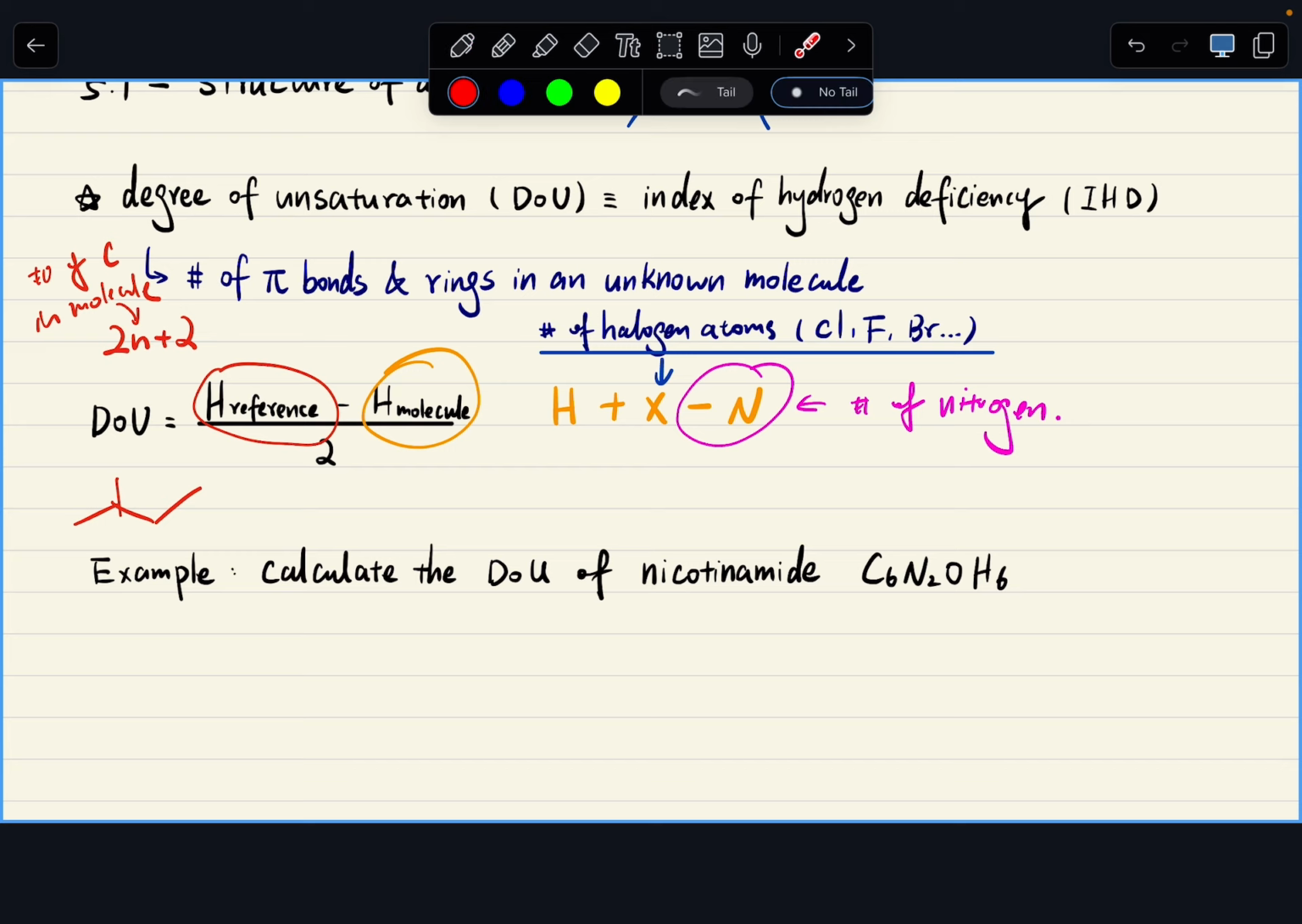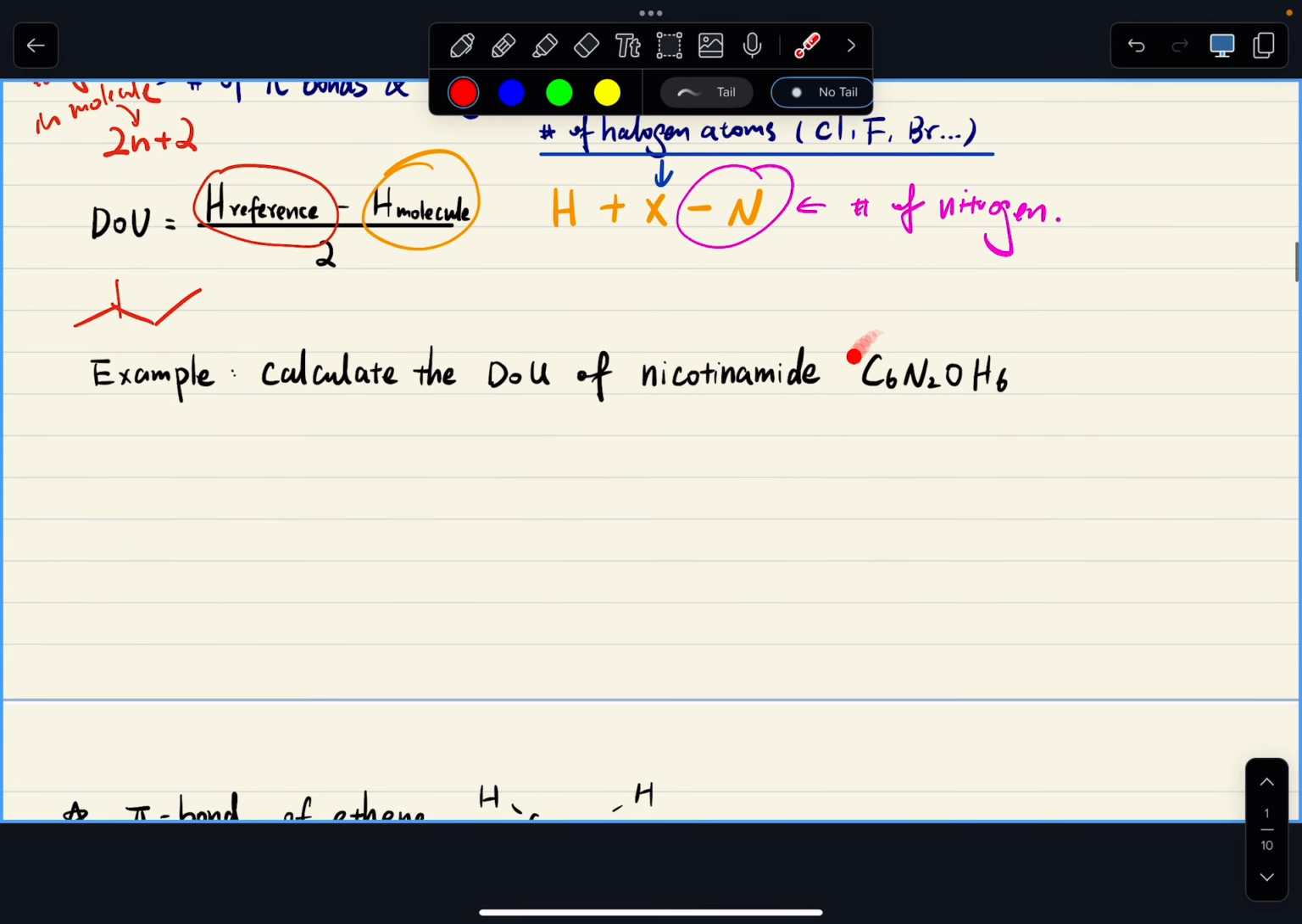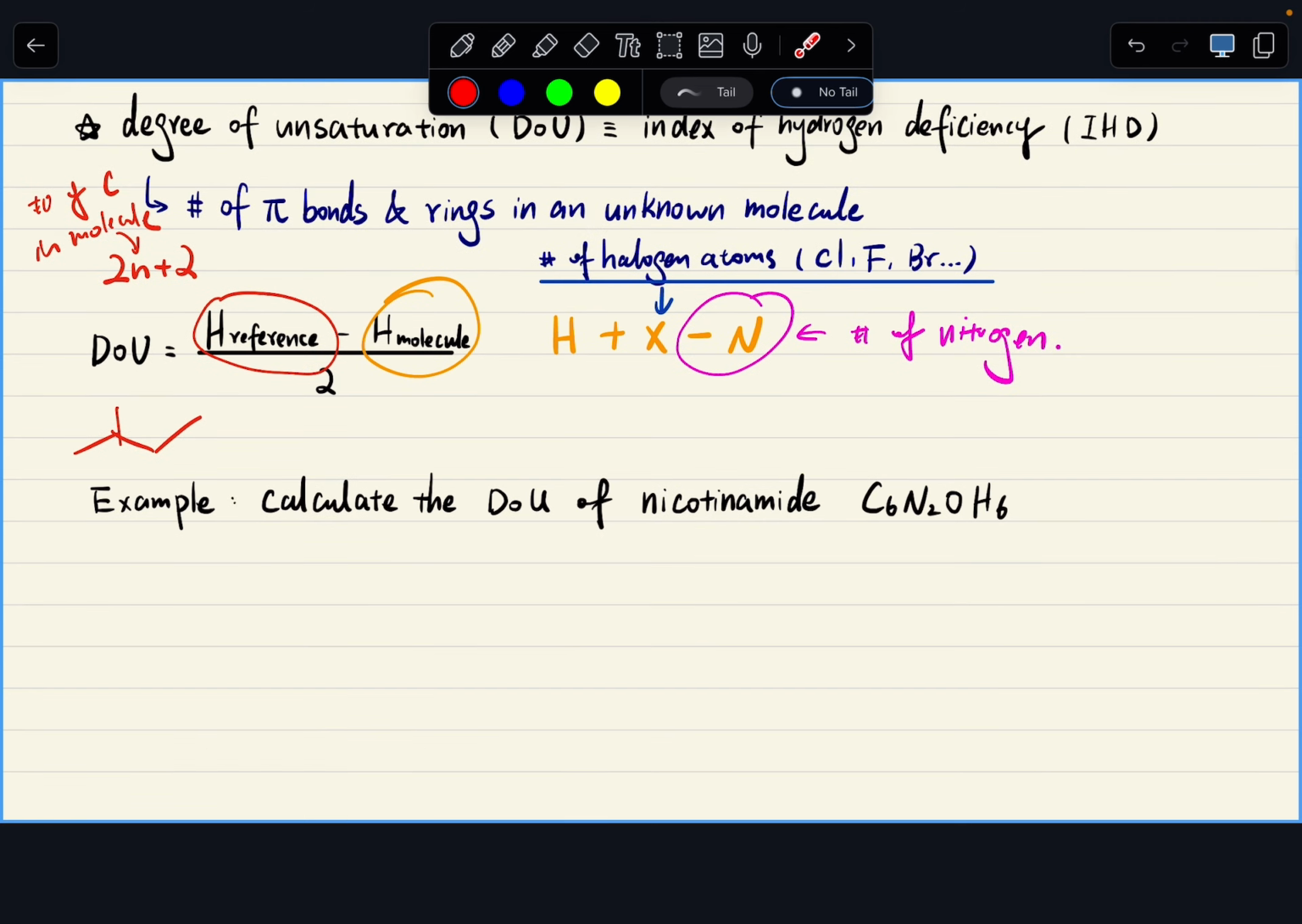For example, let's say we have a molecule which is C6N2OH6. We could ask you to calculate the DOU of this molecule and sketch a possible bond-line formula of this molecule, as long as it fits the DOU. There are multiple ways you can do it, but we can always start by calculating the DOU.